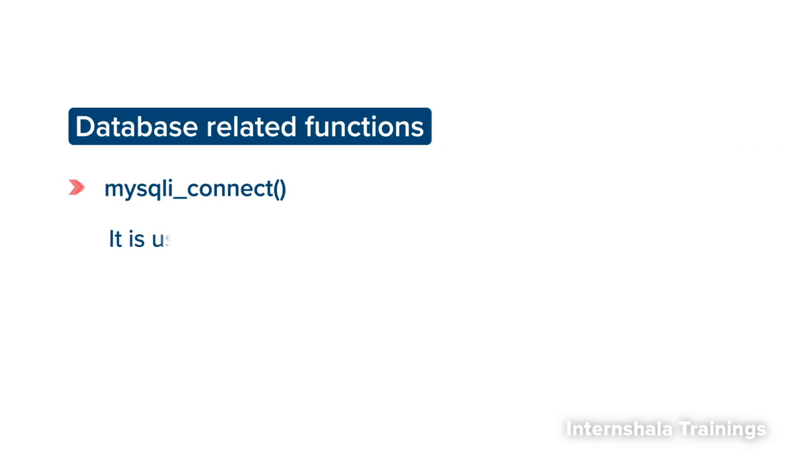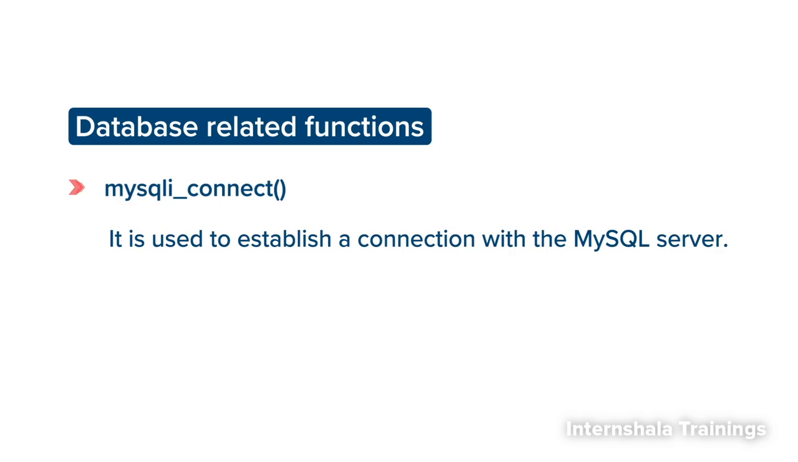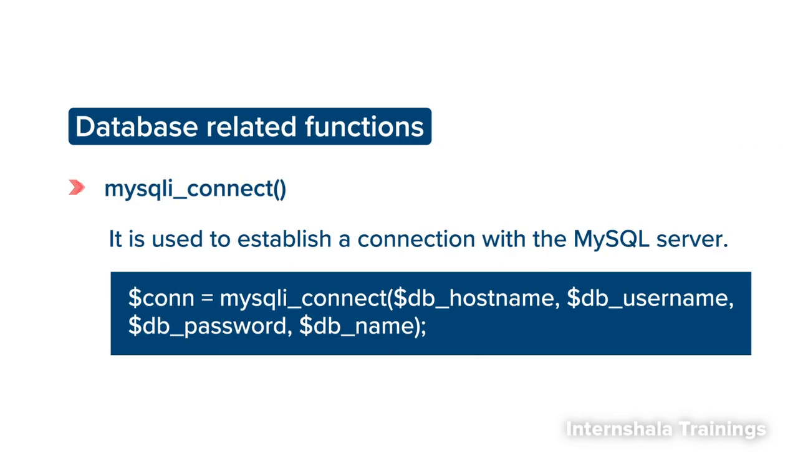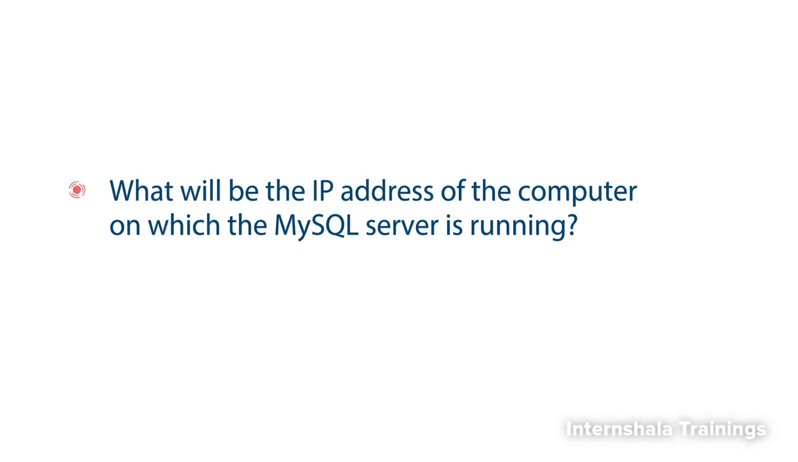As the name suggests, it is used to establish a connection with the MySQL server. And this is the query that we need to use to establish the connection. This query has 4 parameters. The host name parameter is the domain name or the IP address of the computer on which the MySQL server is running. If you have to guess the IP address of the computer on which the MySQL server is running, what would that be? The IP address will be 127.0.0.1 as the MySQL server and the web server are running on the same computer.